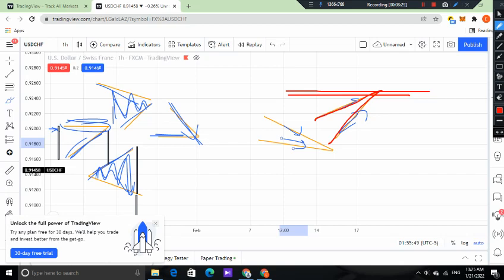So these patterns, depending on where you see them, have different functions. If you see them at support or resistance levels, they work as a reversal pattern. But if you see them in the middle of a trend, they work as a resumption pattern. This one, and breakout in the opposite direction. This one, and bull breakout.